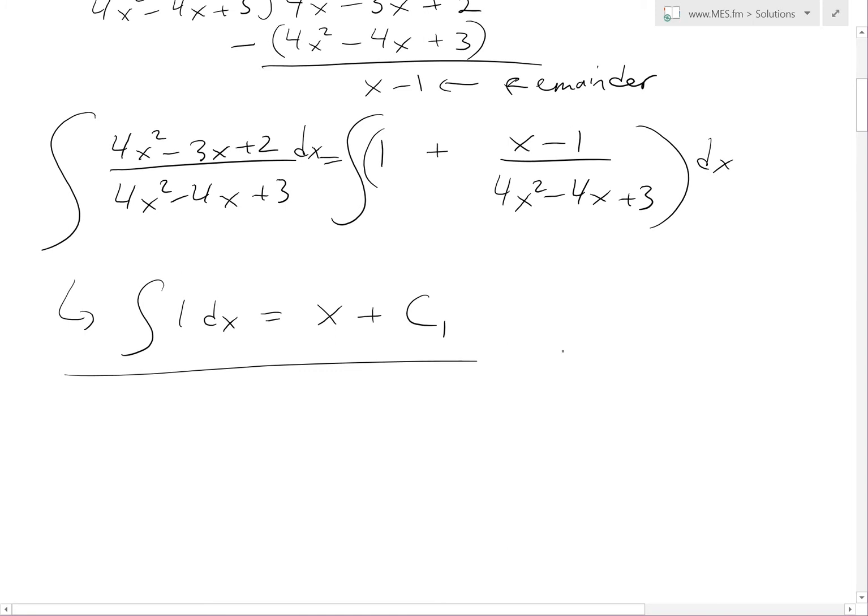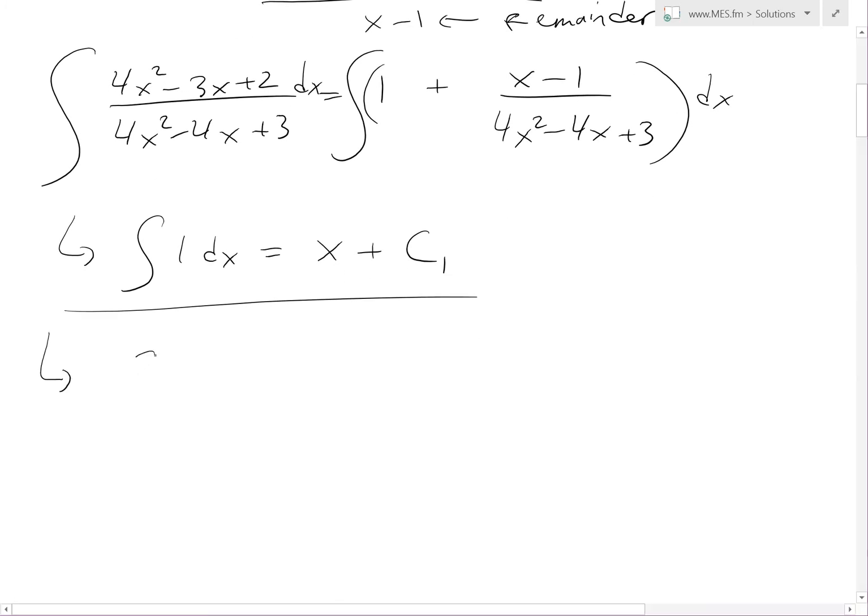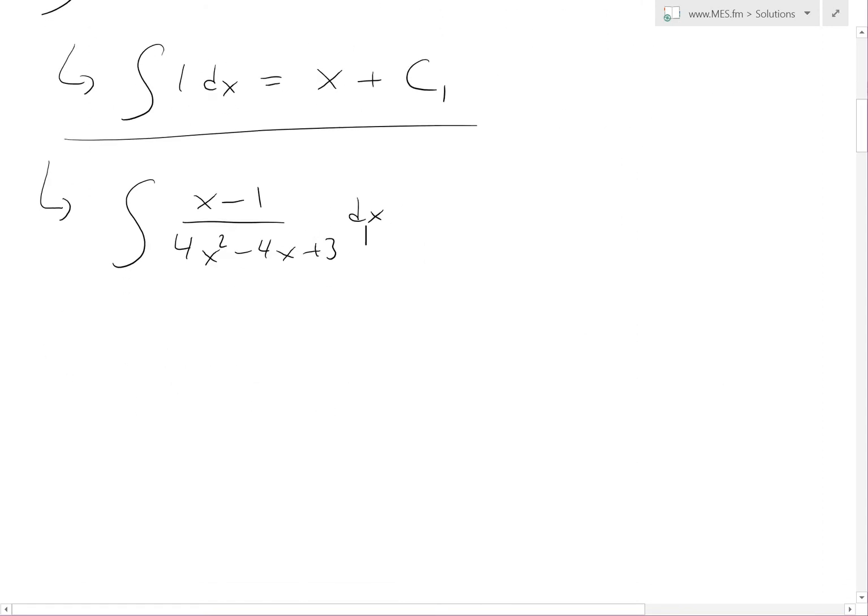Now that we have that, we have to look at this other part here, which is the integral of (x minus 1) over (4x squared minus 4x plus 3) dx. So now we need to break down this 4x squared minus 4x plus 3. To know if we can break this down or not, because to use partial fractions, if we let this equal 0 and try to find the roots, recall basically the quadratic formula.